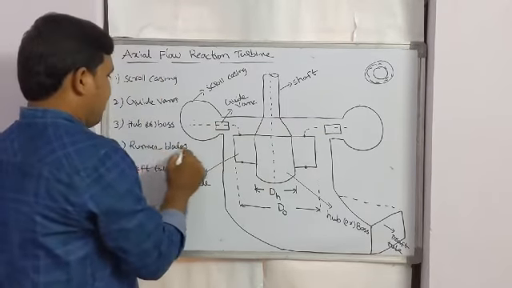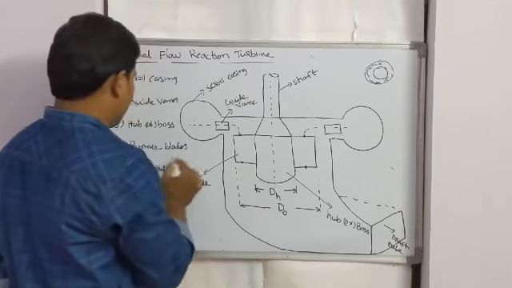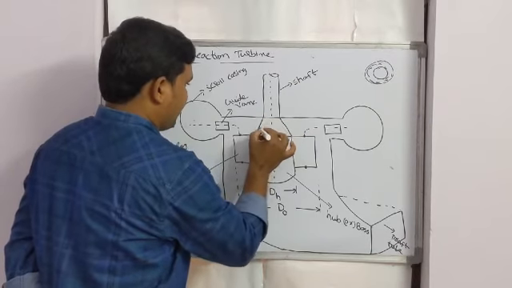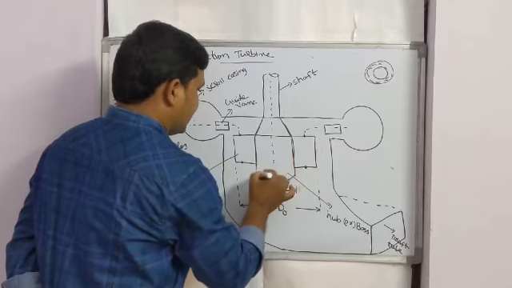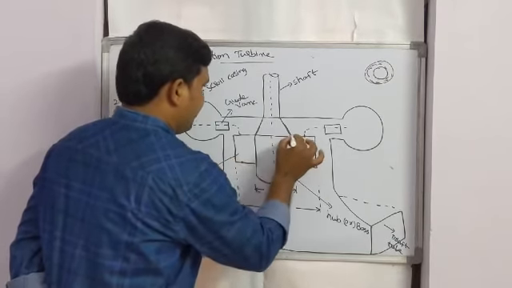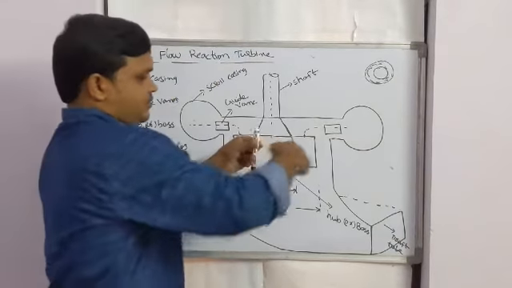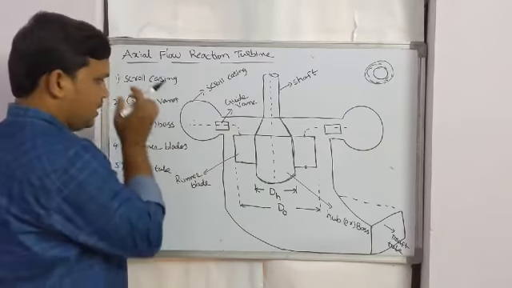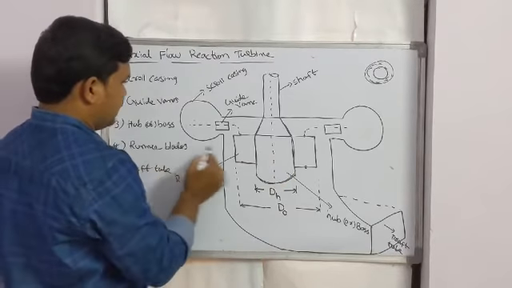Runner blades: these are the runner blades. This is the hub. This entire part is called the hub. On the hub periphery, the runner blades are fixed. Throughout the circumference of the hub, the runner blades are fixed. This is a runner blade.